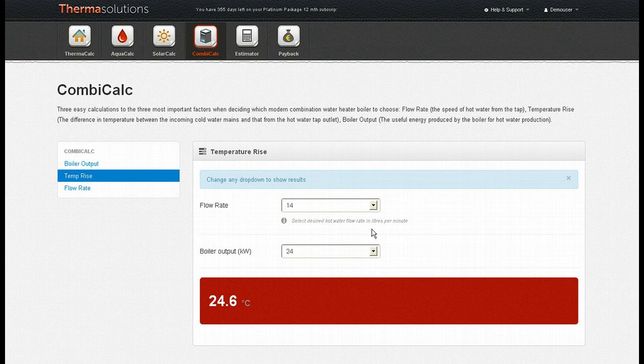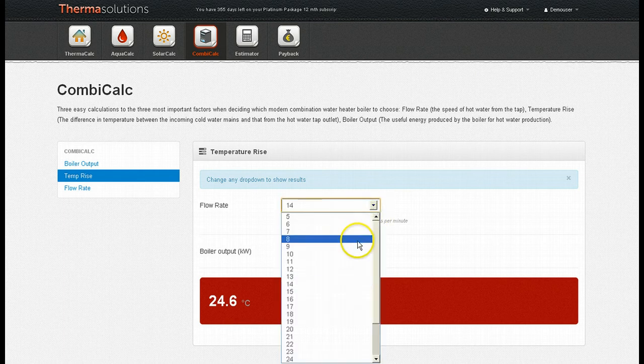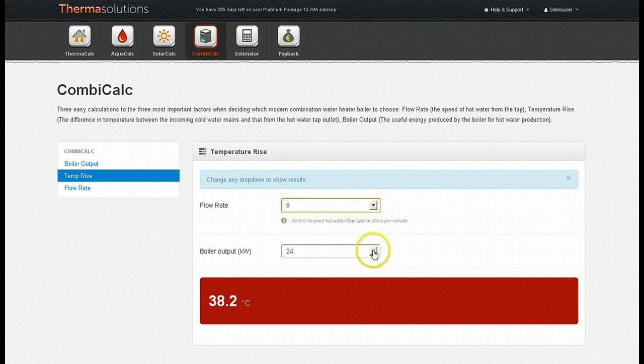So we put a weir gauge under the hot tap and record a flow rate of 9 litres per minute. The new boiler has an output of 20 kilowatts. CombiCalc tells us we should be getting a temperature rise of around 32 degrees. We compare this with the reading on a thermometer and instantly we're able to diagnose whether the boiler is behaving correctly or further investigations are required.